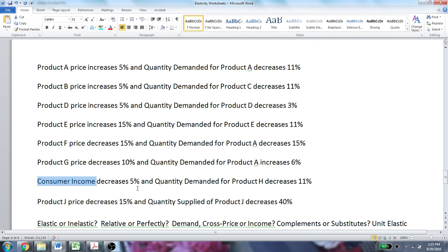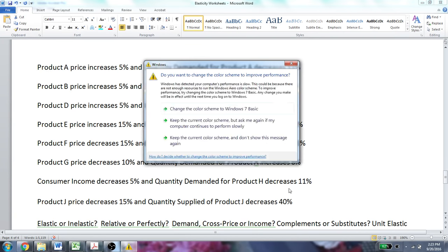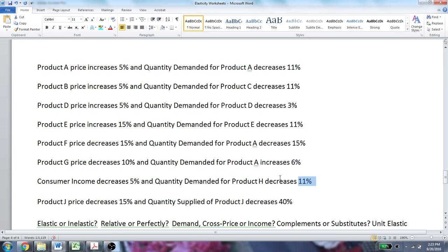Consumer income must be income elasticity. The decrease in income of 5% meant that the product H sold less, so then we would find that whenever you find that there's a 5% change in income and an 11% change in quantity, that means we have an elastic demand relative to income because the income went down and the product sold less. That means we have a normal good.